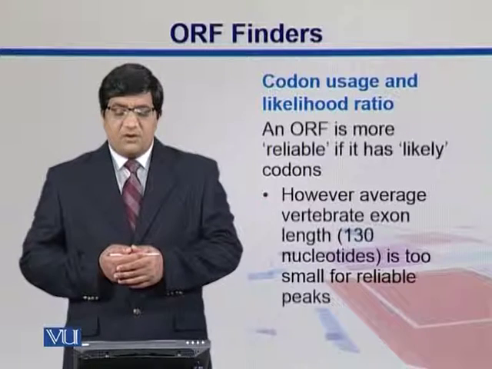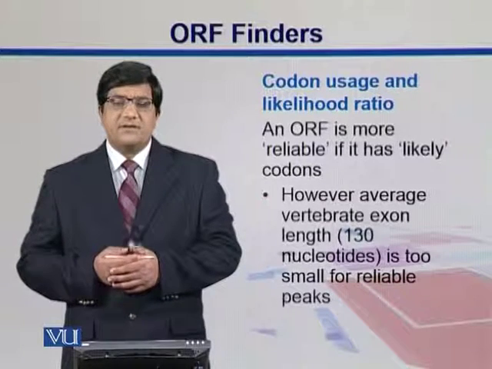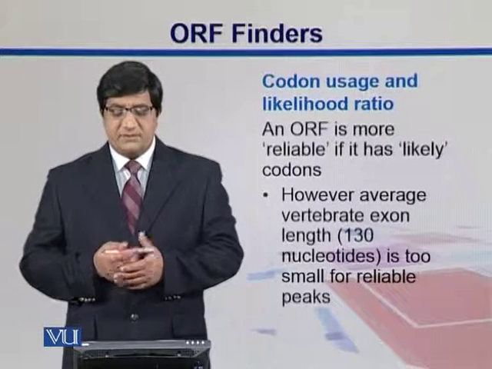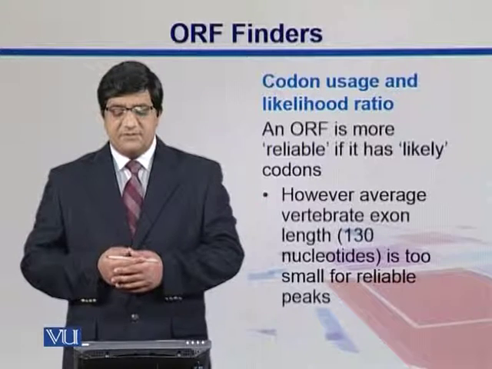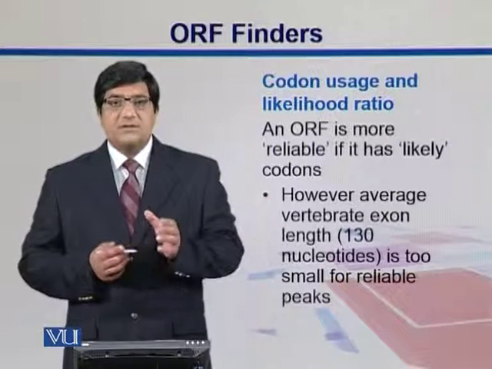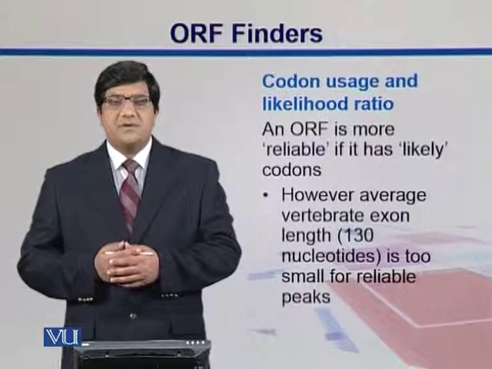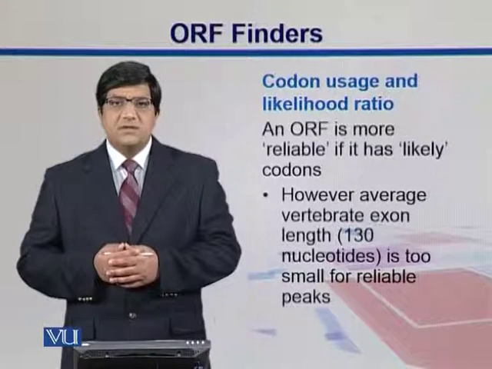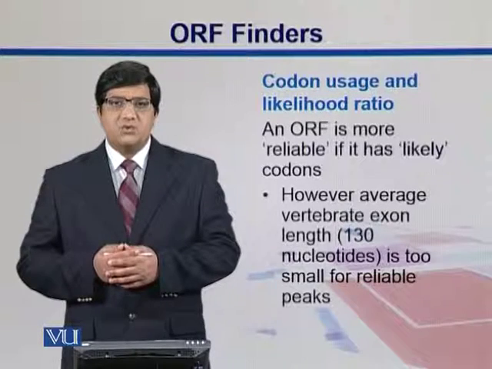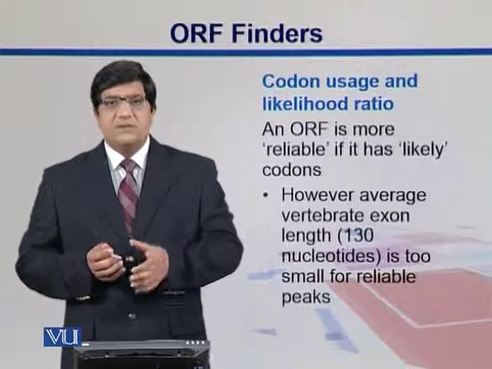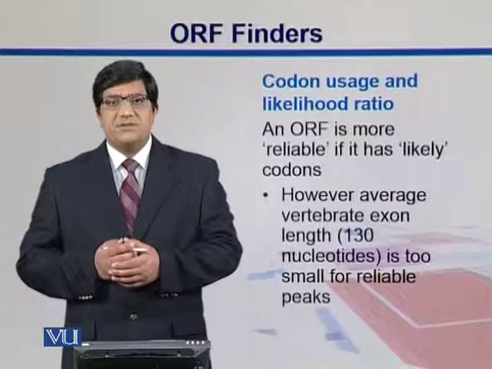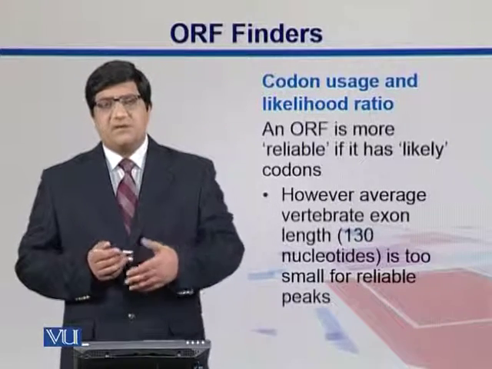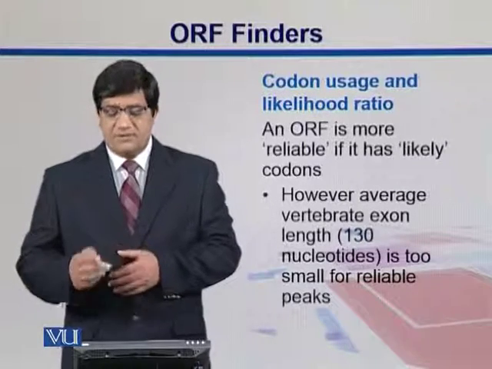However, there is one more thing: in the case of eukaryotes, or vertebrates, the exon length is a little bit small, while the introns are much longer. That creates an issue. Generating those sliding windows and using codon usage tables, or finding those likely codons, becomes complicated.